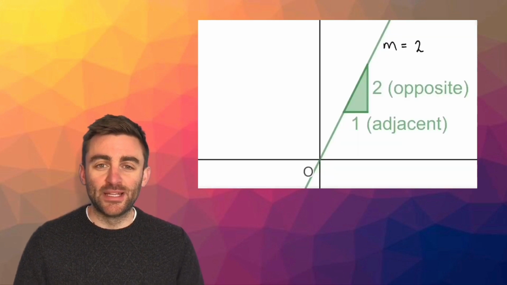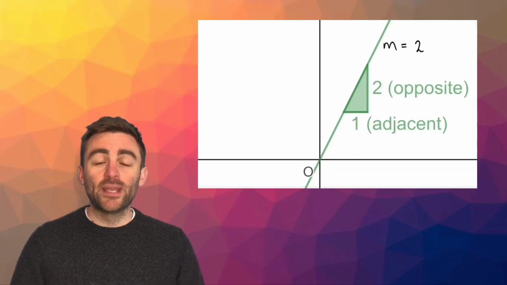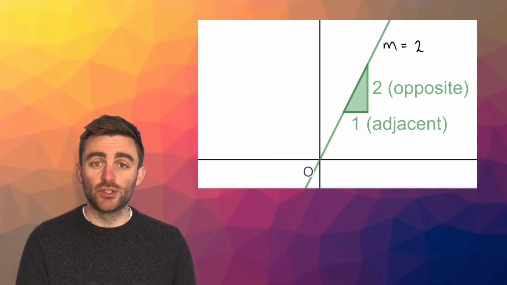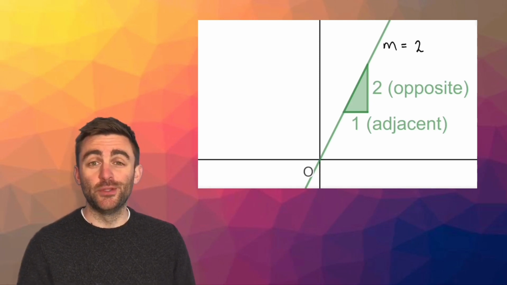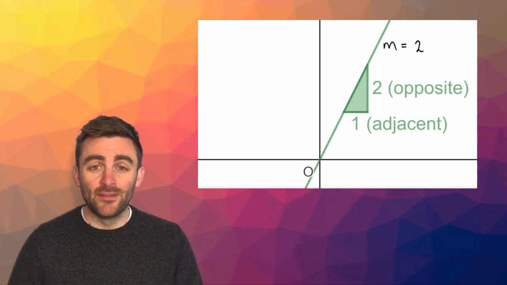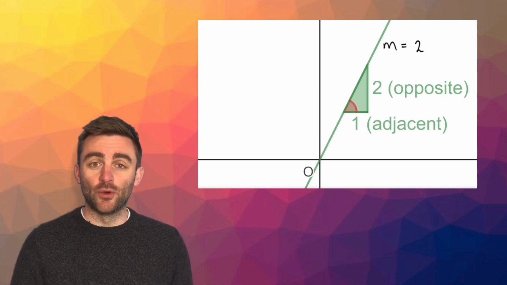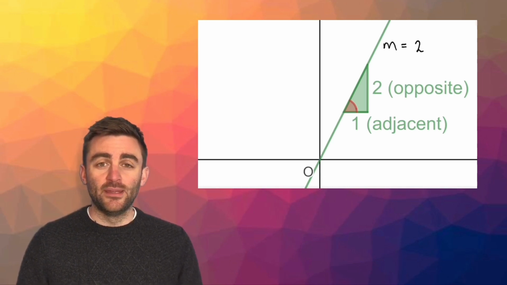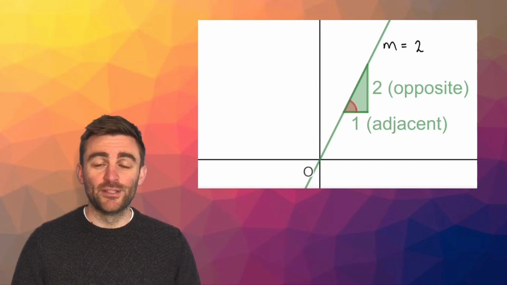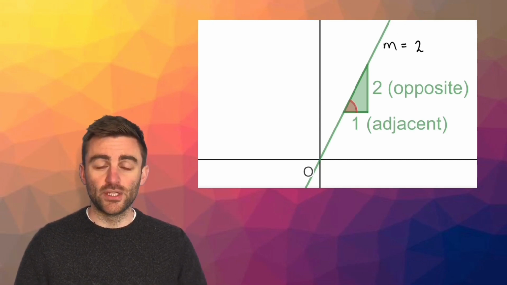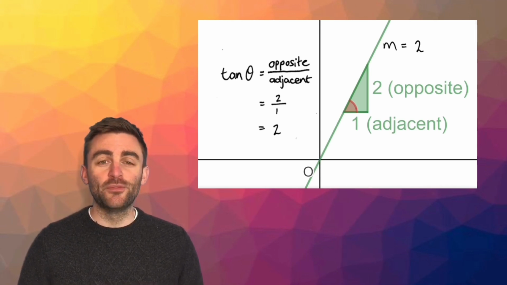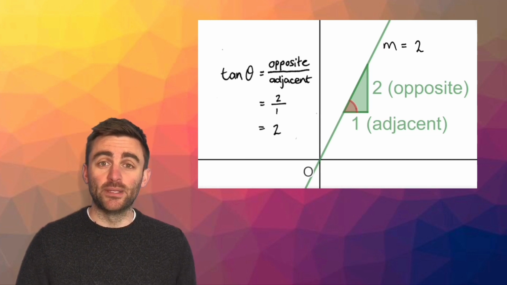So let's go back to that straight line that we looked at earlier. We calculated the gradient of that line was 2, and we did that by dividing the vertical change by the horizontal change. That was 2 divided by 1. But you can see that if you consider an angle in that triangle, and we relabel the triangle with opposite and adjacent, then tan of that angle, which we'll call theta, tan theta is going to be equal to opposite over adjacent. That's 2 divided by 1, which is 2. So hopefully you see that's exactly the same calculation that we did for gradient.